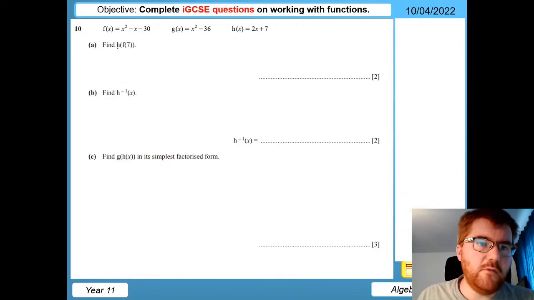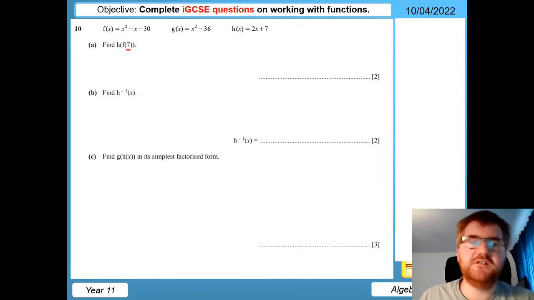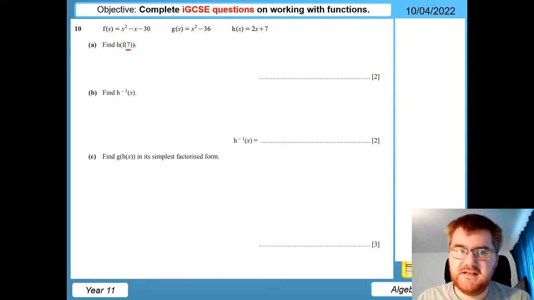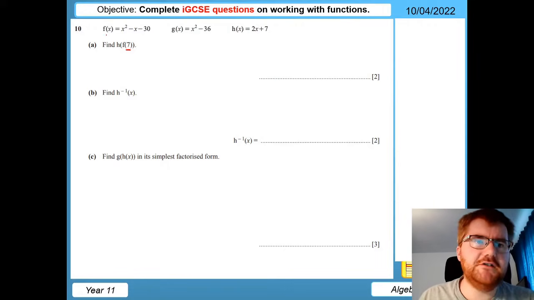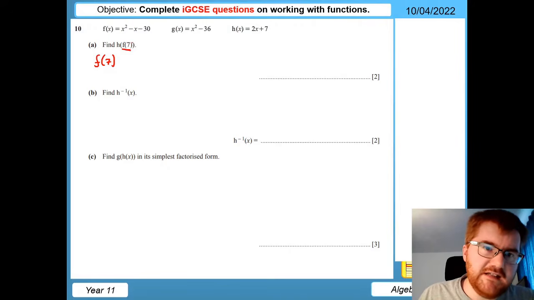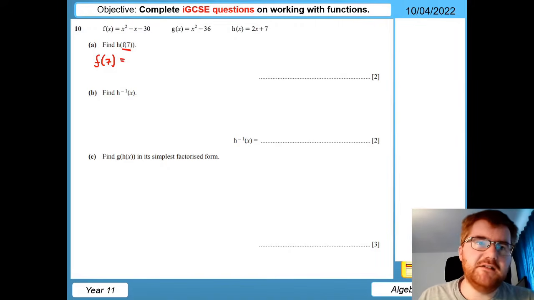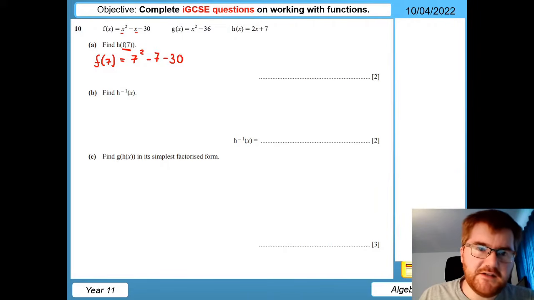Right, so this time we've got another composite function, but notice we have a number involved. So this makes our life a little bit easier. The first thing we're going to do is work out f of 7. So we're going to work out what's inside this bracket. So f of 7, so that means wherever we see an x in the f function, we're going to replace it with a 7. So we get 7 squared minus 7 minus 30.